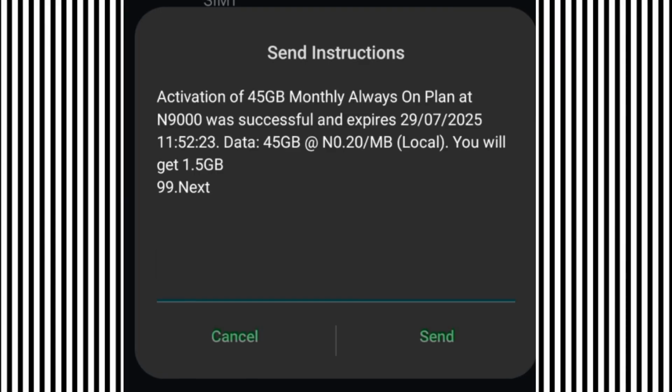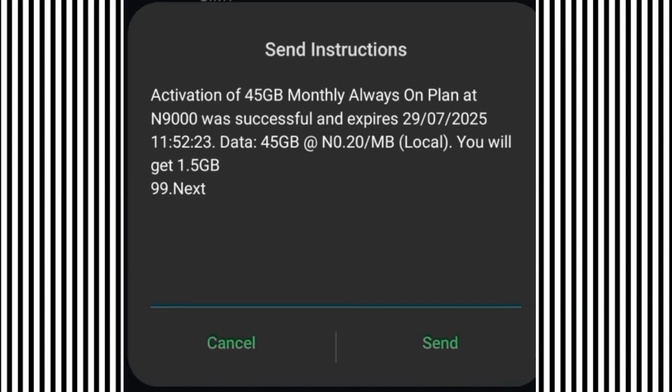I have successfully bought the MTN data plan, which is 9,000 naira for 45 gig, which also means 1 gig for 200 naira. All right, so we just went through the MTN process. It's now time for us to check what Airtel has for us. This same offer I just showed you on MTN, Airtel has a similar offer, but the good thing is that the one for Airtel is cheaper than MTN. Now let me show you how to access the same plan on Airtel.